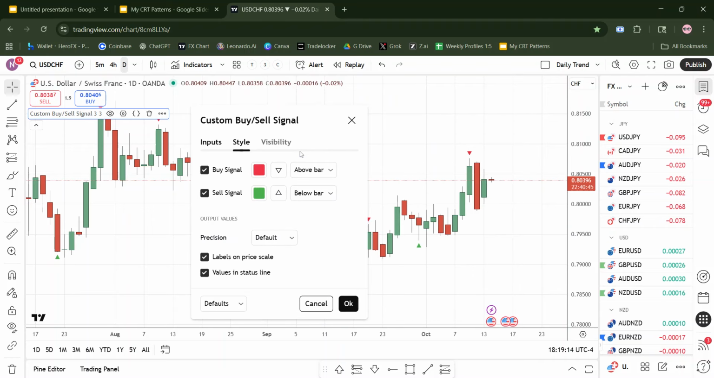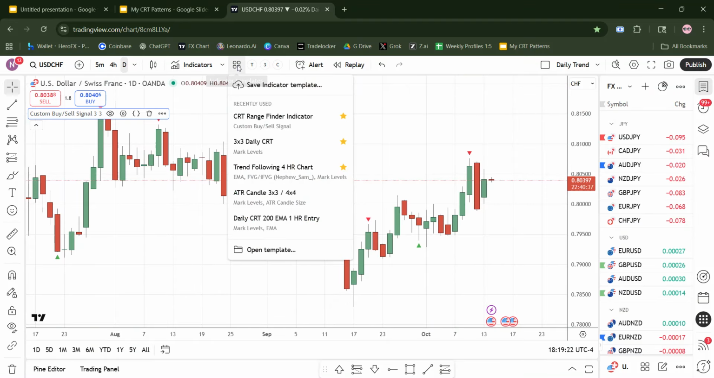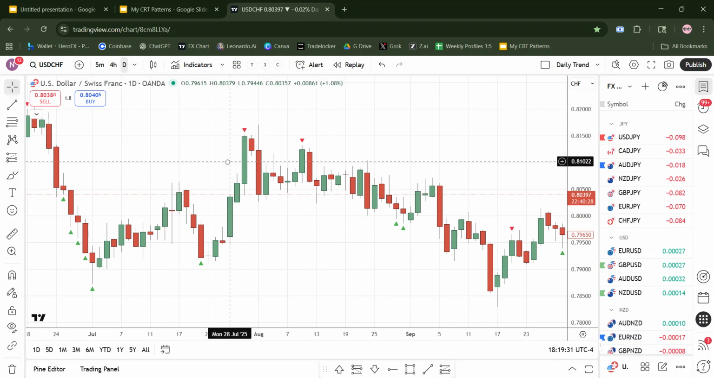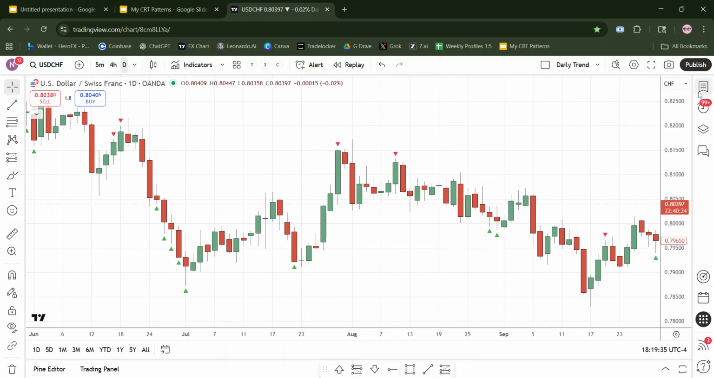So you can pause the video, just look at these settings and do what I've done right here, and your chart should look like mine. Be sure to save the chart template. To do that, you just go to these 4 squares, hit save indicator template and name it. That way you save your settings and you don't have to keep changing them every single time you use this indicator. Now that you've hopefully done that, let's go range shopping.